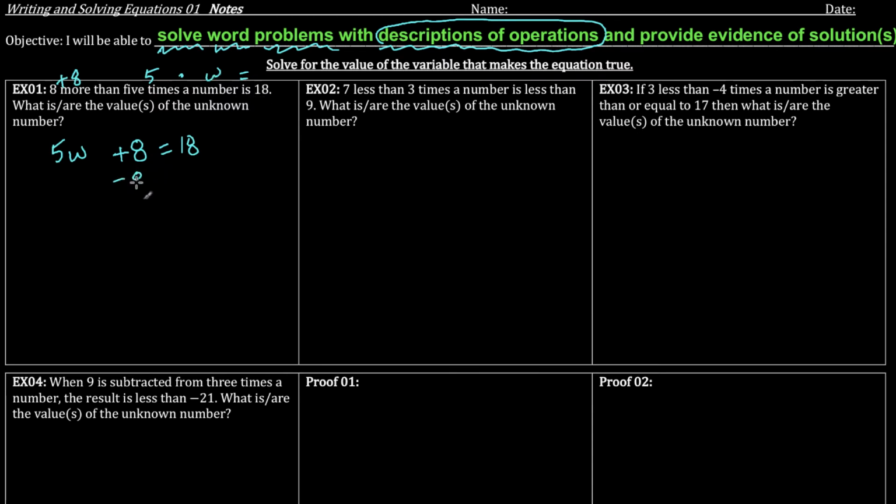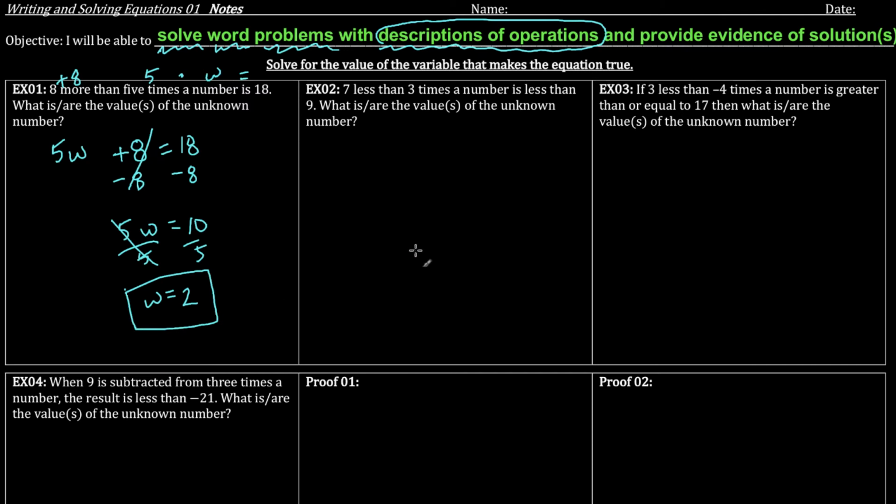And then all we do is solve it like we usually do. So 5w equals 10, divided by 5, and w equals 2.